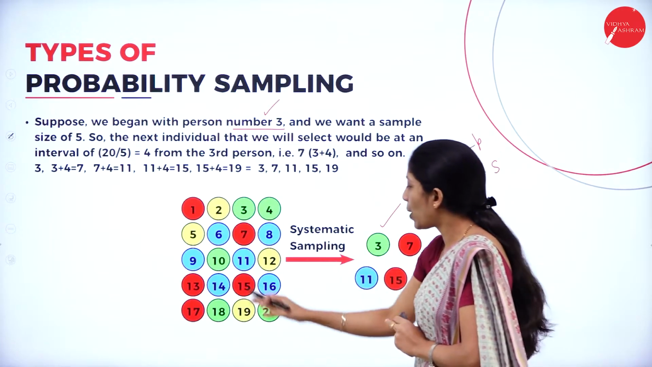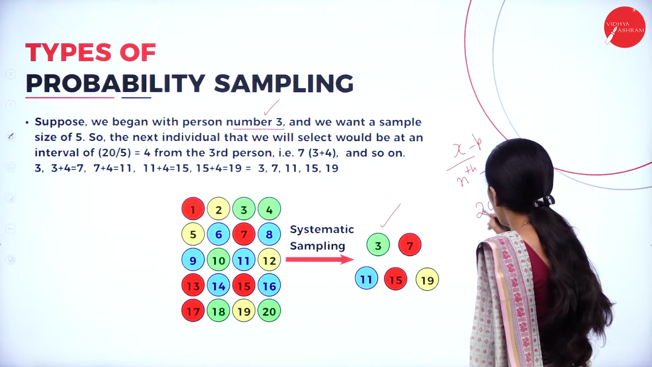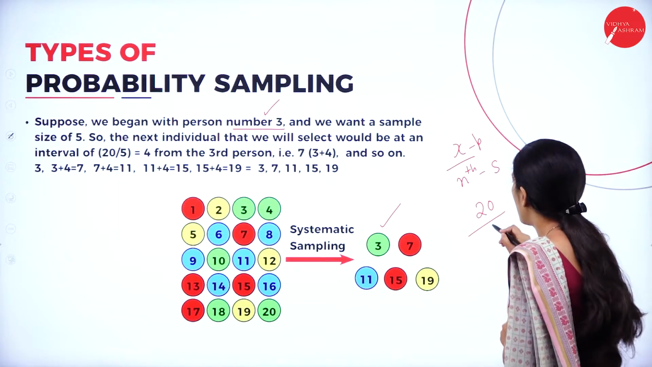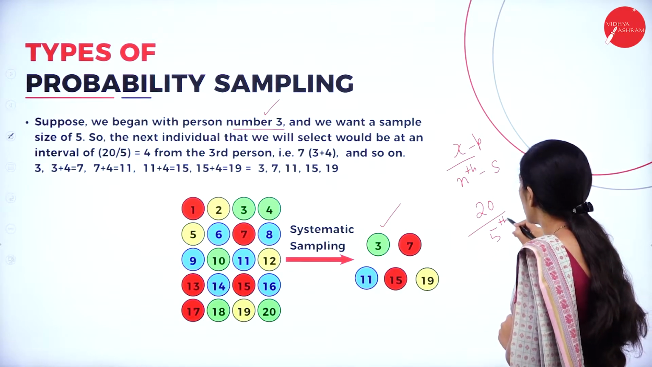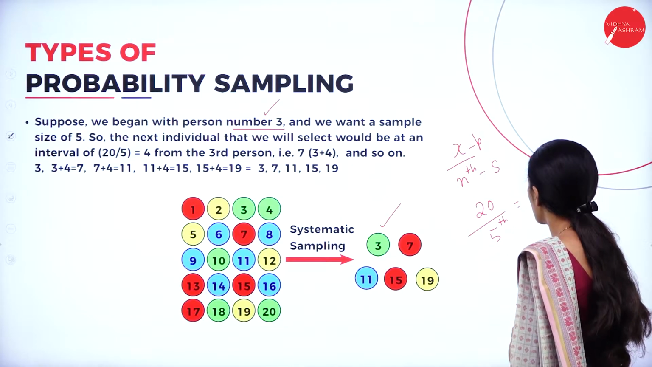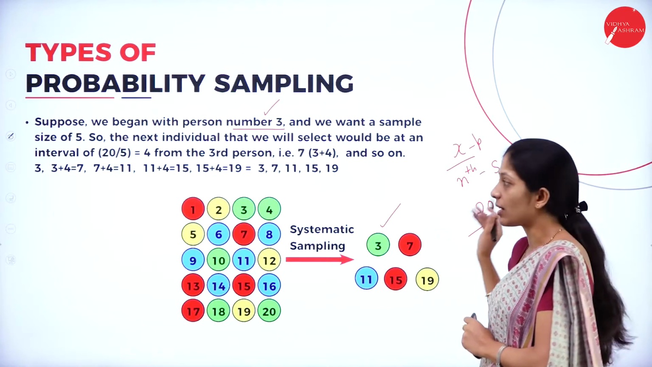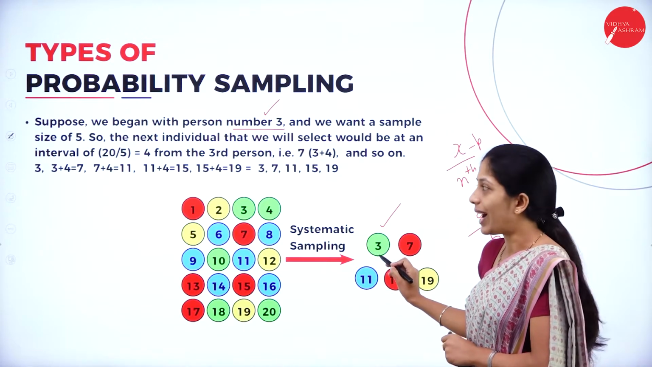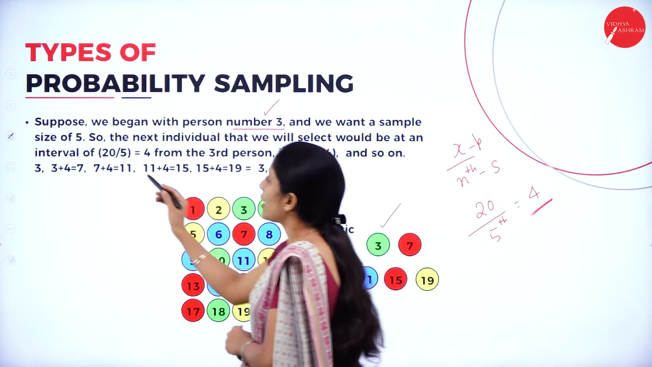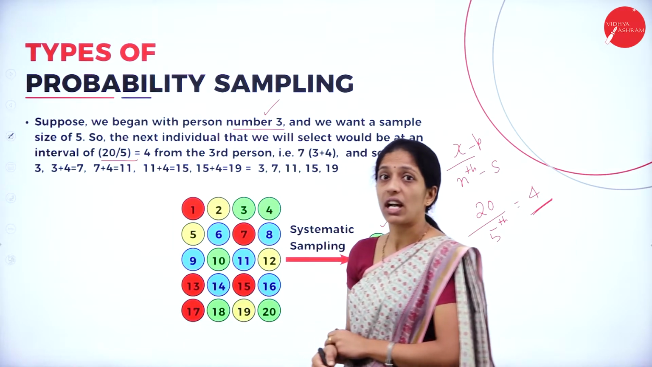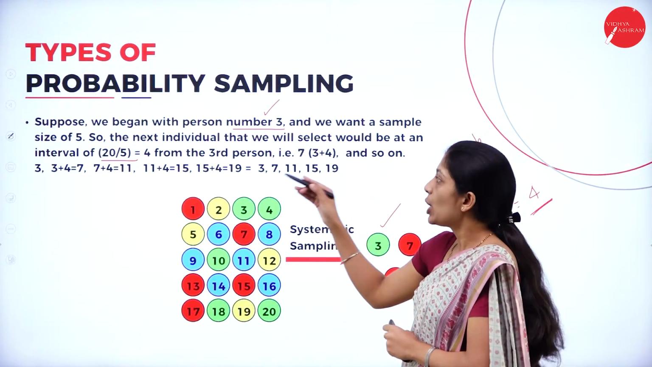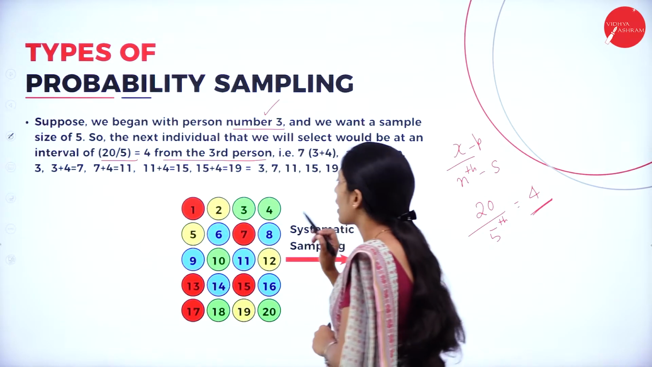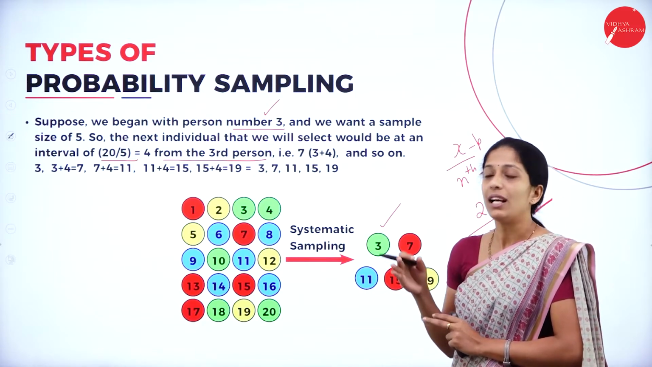Now, what is the total population? That is 20. And N, the sample size, is 5. So, 20 divided by 5 is 4. So, first I have selected randomly the third one, and next I am going to take into consideration the interval X divided by N, that is 20 divided by 5, that is 4, from the third person. So, I am going to take the fourth person from the third person.